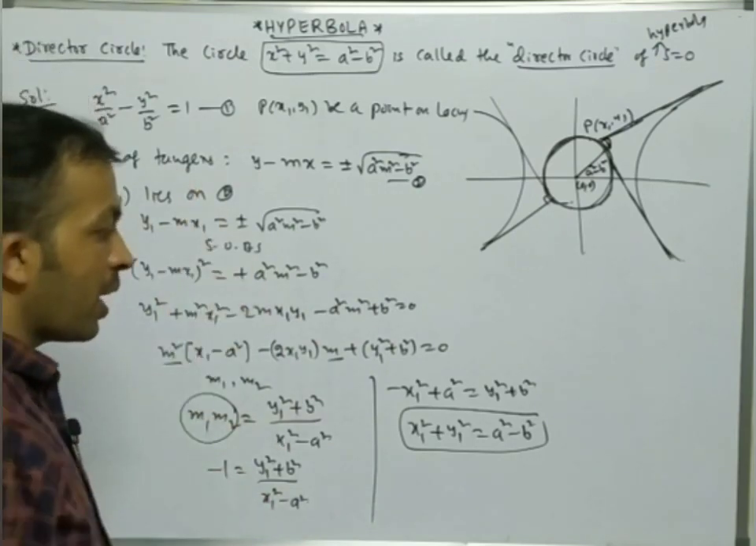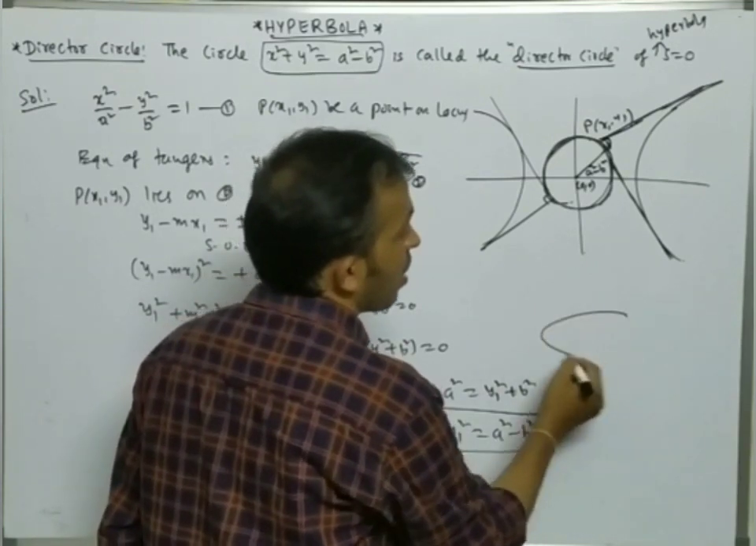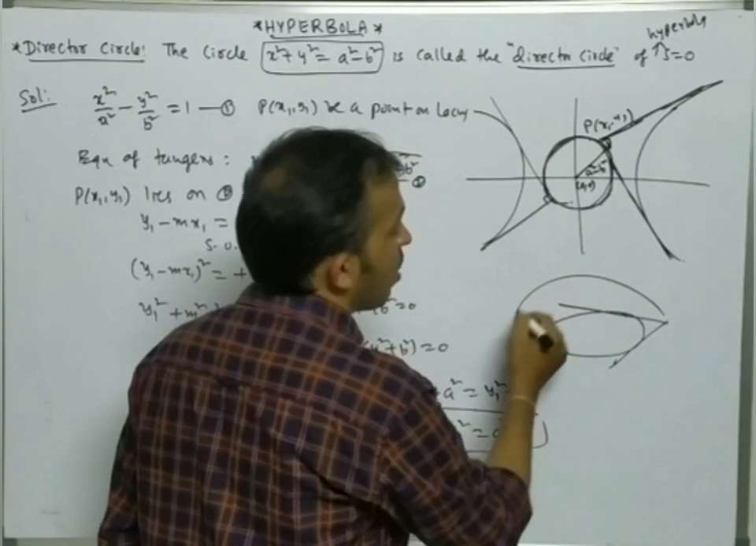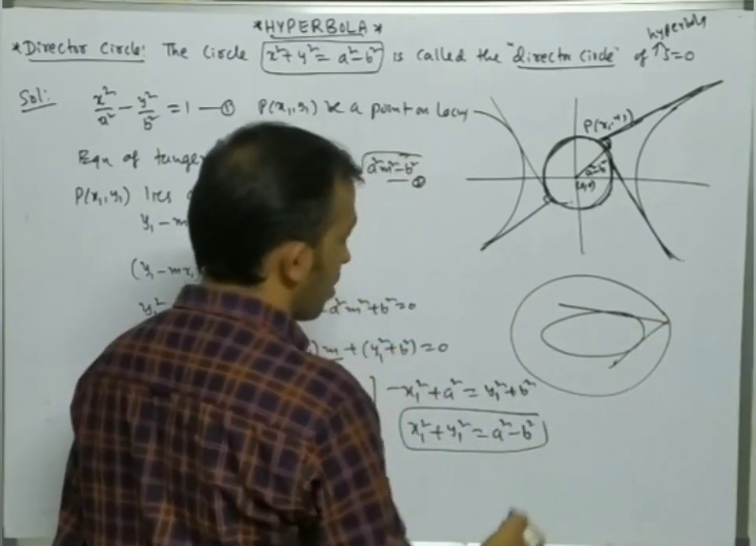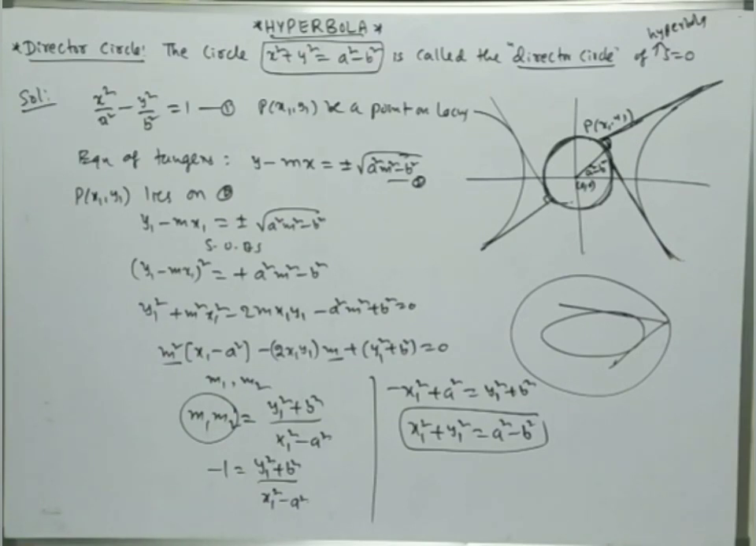So in the ellipse, the director circle is x² + y² = a² + b². There also we get perpendicular tangents from outside. That is x² + y² = a² + b². Here, x² + y² = a² - b² is the director circle.